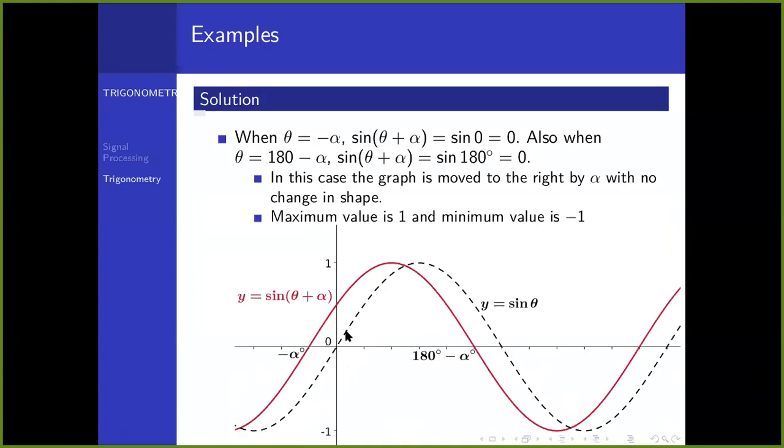And you can see what has happened is that it has moved back alpha units. So it is behind by alpha units. The maximum and minimum do not change. It moves behind, and now even the points at which it cuts the x-axis have changed. They are no longer the same. It has moved back.